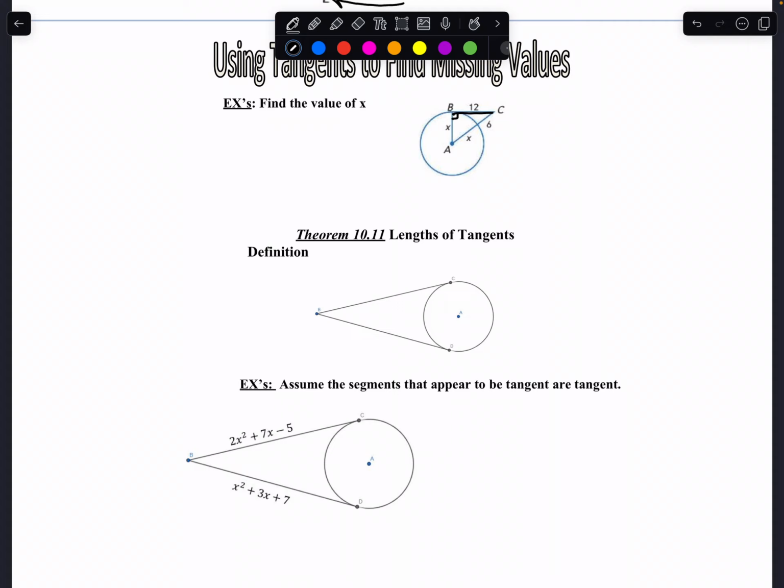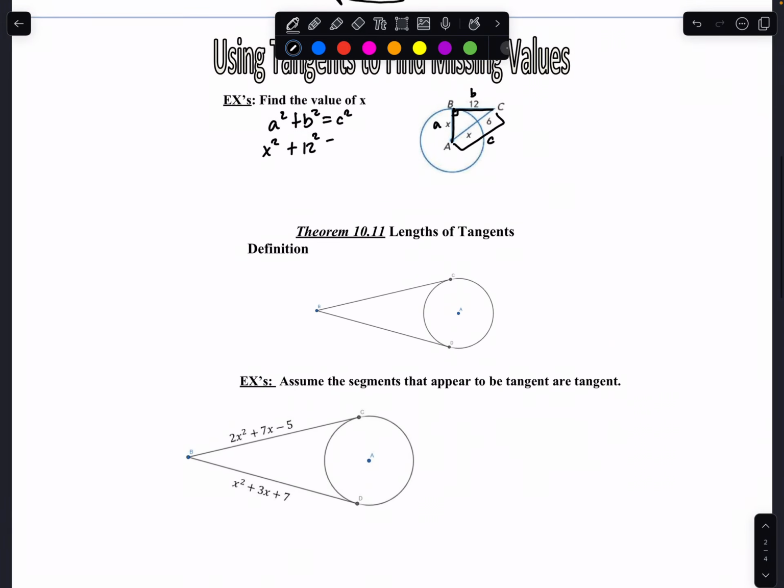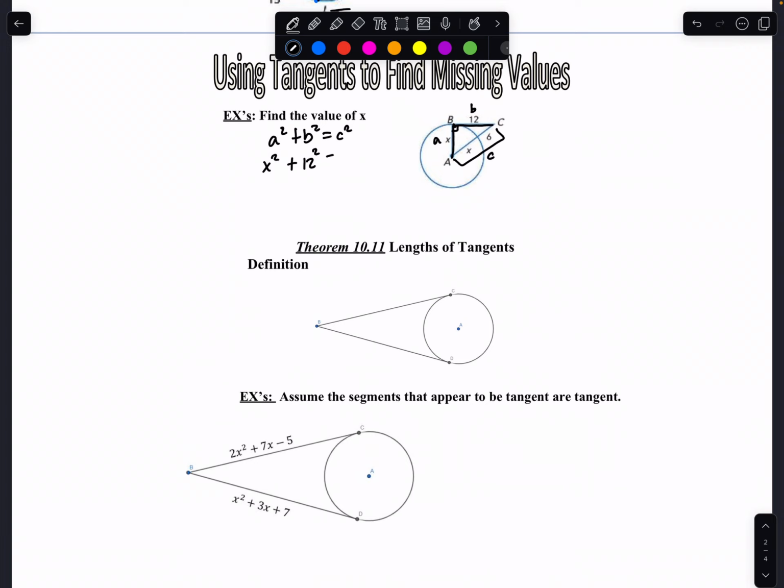So let's do the Pythagorean theorem. We have a squared plus b squared equals c squared. We can label this side to be a, this side to be b, and this full length to be c. So we have x squared plus 12 squared, and that should equal the length of c. Now this full distance, this hypotenuse, is the sum of those two parts, x plus 6.